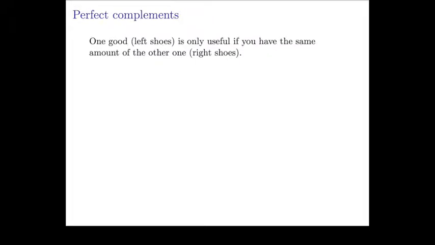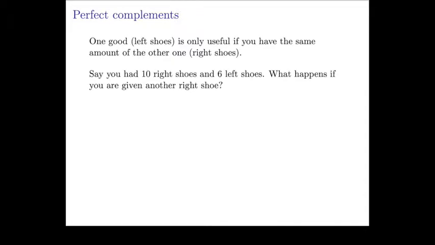So one of these goods is going to be useful to you only if you have it in the same amount as the other good. So think of left shoes and right shoes if you have 2 feet. Say you had 10 right shoes and 6 left shoes. Then I offer you 1 more right shoe. So you have 4 extra right shoes already. Does the additional right shoe make you any better off?